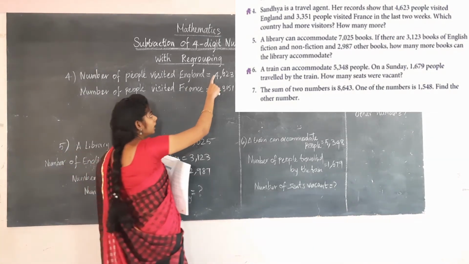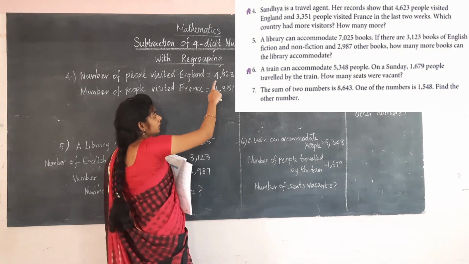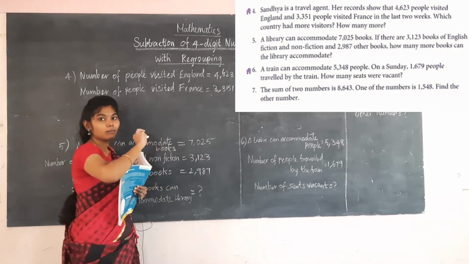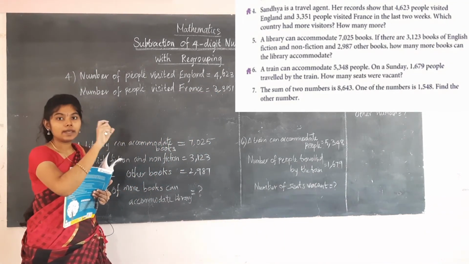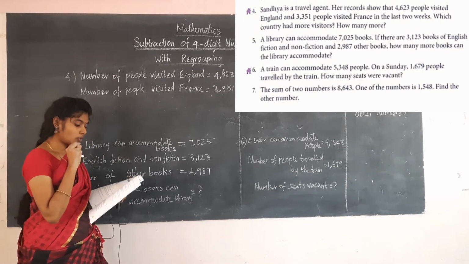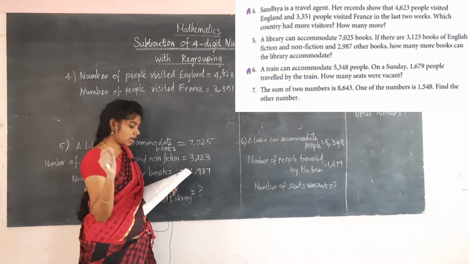So how will you compare? In the thousands place you have to compare first. Here there is 4, here there is 3. So you can compare those two numbers. Whichever is greater, that number is the answer. Then you have to write the place of the country.